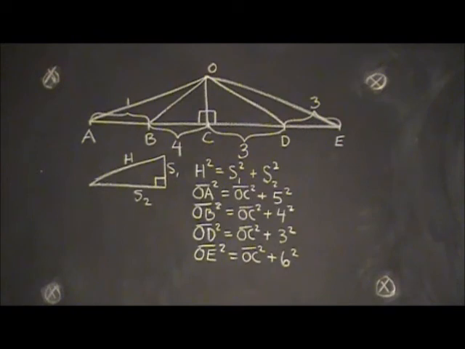Each of these line segments, OA, OB, OD, and OE, must be longer than the length of line segment OC because their square is equal to the sum of OC squared plus some other number. So they all must be longer. The length of line segment OE is longest because its square is equal to the length of line segment OC squared plus some other number, and the number that's added to it is largest for line segment OE. Therefore, line segment OE is the longest.